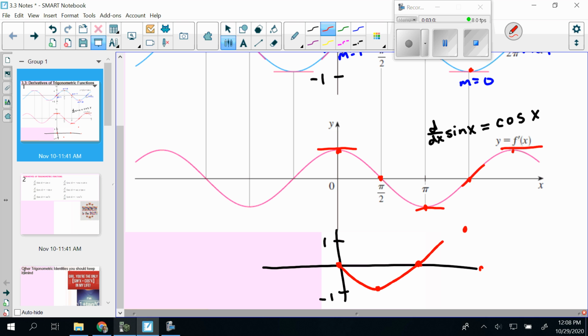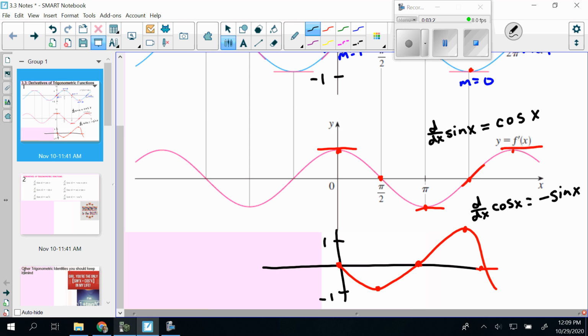This is not the graph of sine anymore. It's actually a reflection of the sine graph over the x-axis. So what we get is that the derivative of cosine is the reflection of sine, so it'd be sine with a negative in front. So the derivative of cosine gives you negative sine.